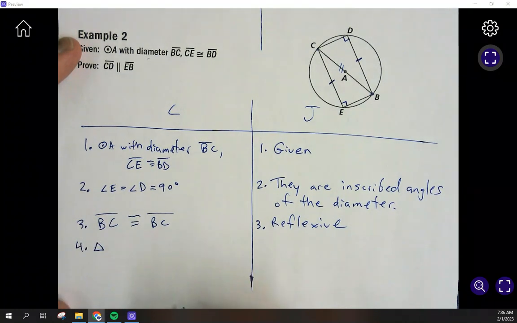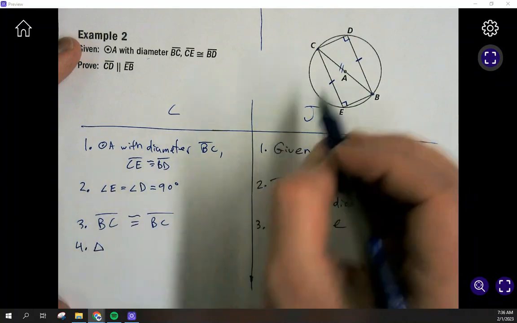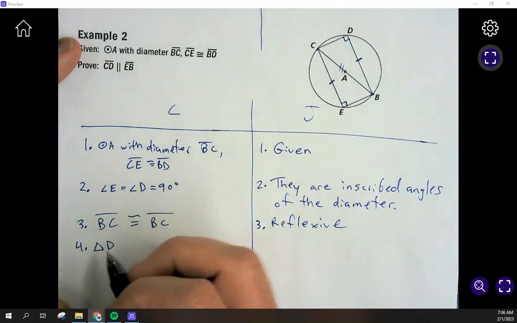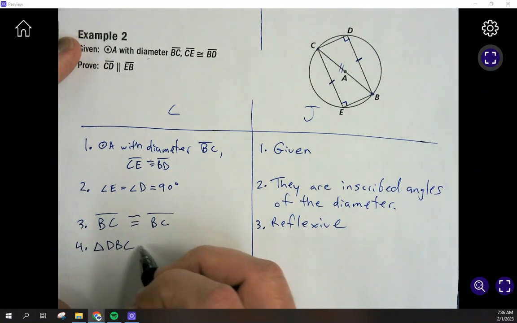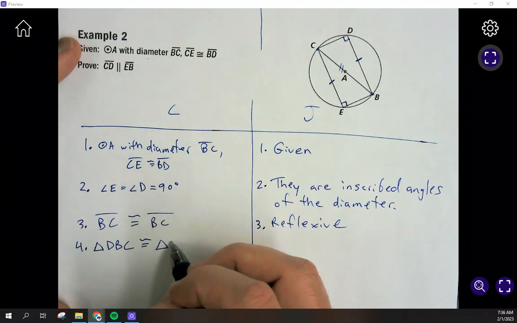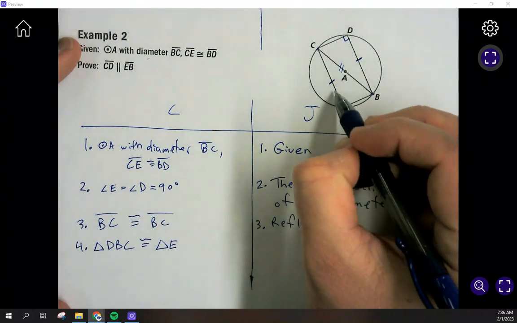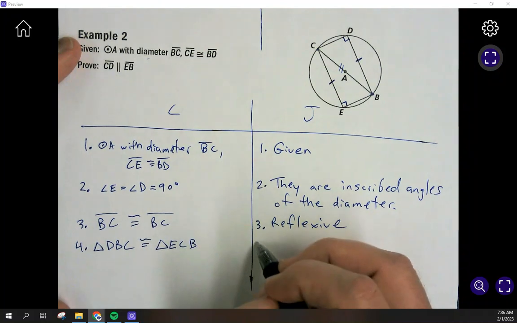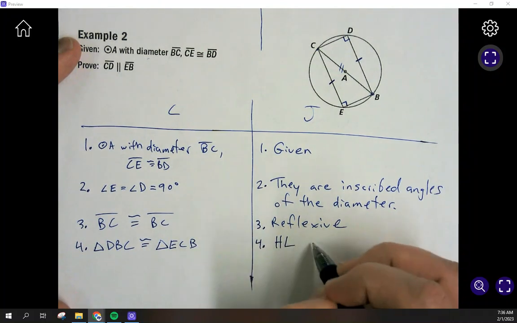So I have to state that. Triangle, I'm going to go from the 90. D, I'm going to go across this side that I have. B, C, it's congruent to. So again, I'm going to start with the 90. E, go across that leg that I've got. C, B. Okay, by the HL theorem.